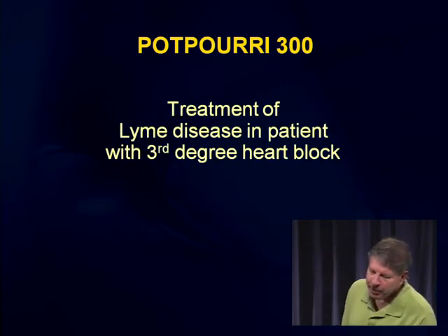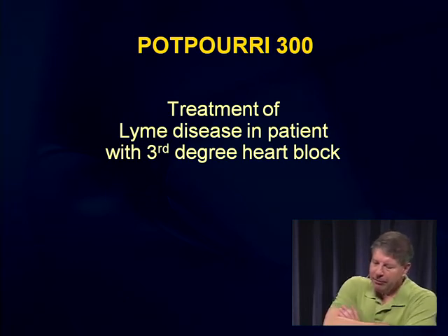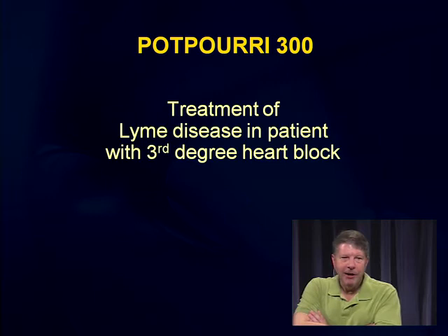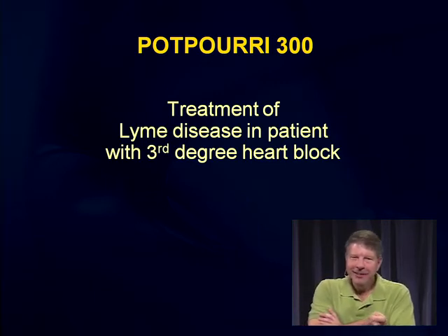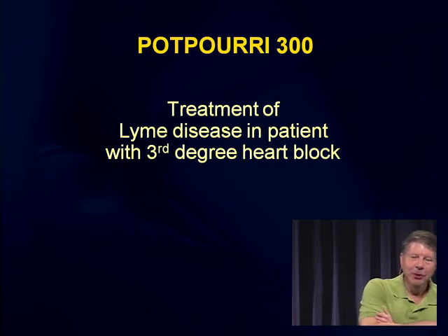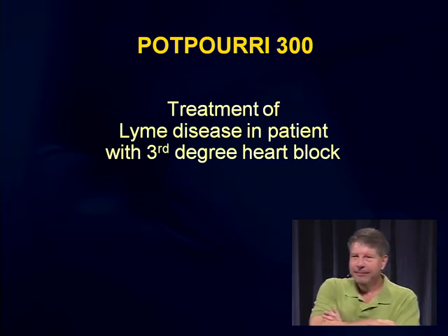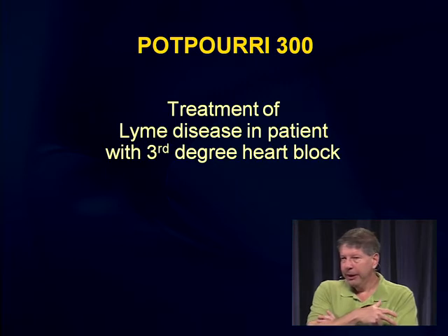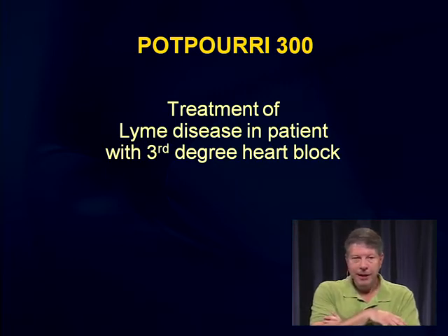Okay, so how do you treat Lyme disease in a patient with third-degree heart block? The cardiologists are going, you put a pacer in, which is right, and what do you treat them with antibiotic-wise? Ceftriaxone. So remember with Lyme, meningitis, carditis, you're going to use ceftriaxone, and then pretty much everything else you can use doxycycline or amoxicillin.